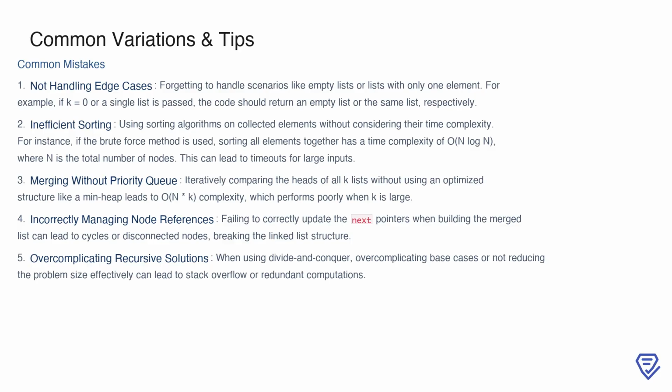Another mistake is merging lists without leveraging a priority queue. If you iteratively compare the heads of all k lists without using a data structure like a min heap, you end up with an O(n * k) time complexity, which becomes problematic as k grows larger.